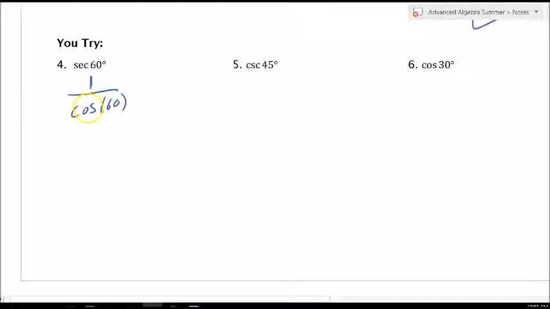Utilizing my unit circle, I look at 60 degrees and realize that cosine there is equal to 1/2. So this is 1 over 1/2. Using our reciprocal again, because we have a fraction at the bottom, and there's no square roots involved, this would be 1 times 2 over 1, which is just 2.